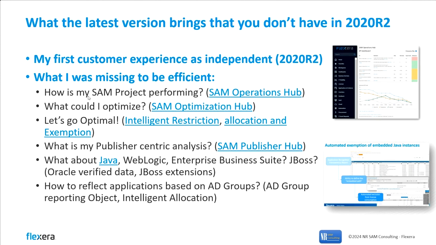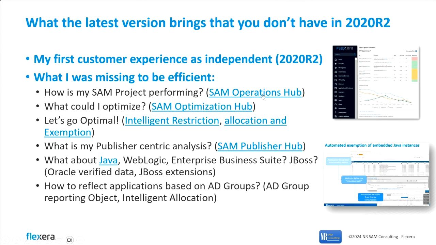Am I compliant is a nice question. How much could I save and how do I do it is an even bigger question. It's even an answer. And that's what you can get and what you don't have if you're on-premise and stayed on an older version. Keeping, in this list of features, let's go optimal, which is actually the next step.